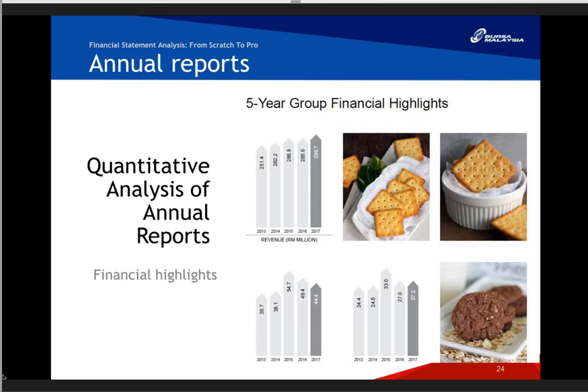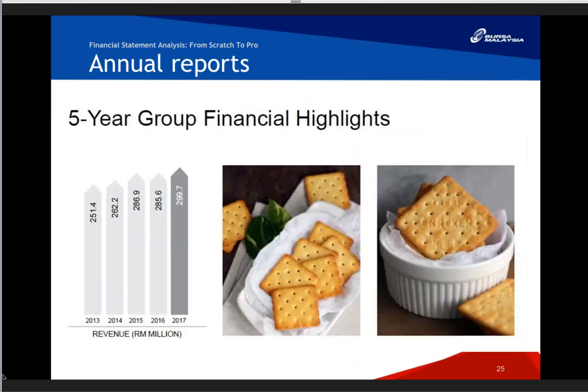Now we come to the second part, the quantitative analysis, whereby we look at the numbers. Usually the first few pages of the annual report give you a summary. In order to reduce the time spent analyzing the numbers, the very first thing is that you must look at the 5-year financial highlights. You must see that the trend is up. This is a chart showing the past 5 years of how this company is performing in terms of revenue.